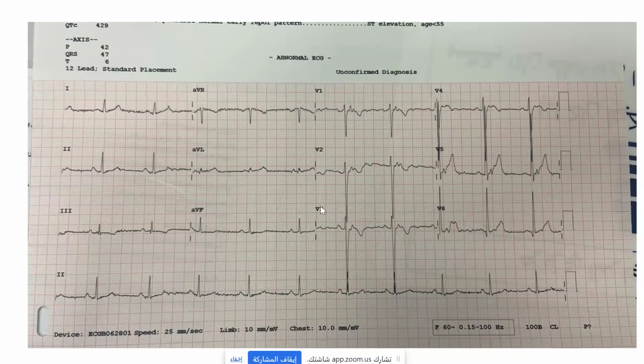Excellent. So very good. So this is ARVC, or arrhythmogenic right ventricular dysplasia, which can present with epsilon wave and T wave inversion in V1, V2, V3, and these are major criteria to diagnose ARVC.